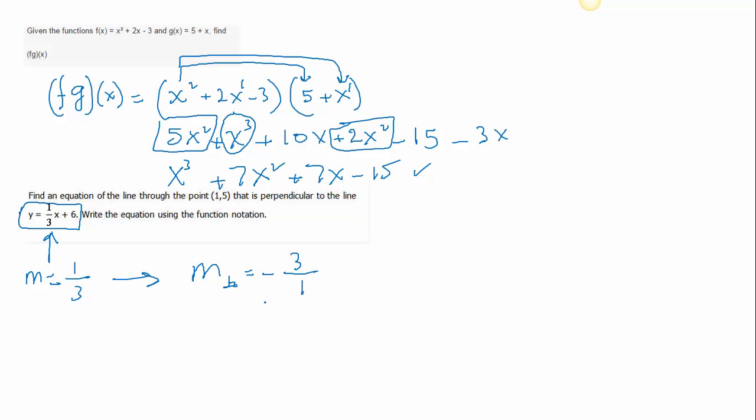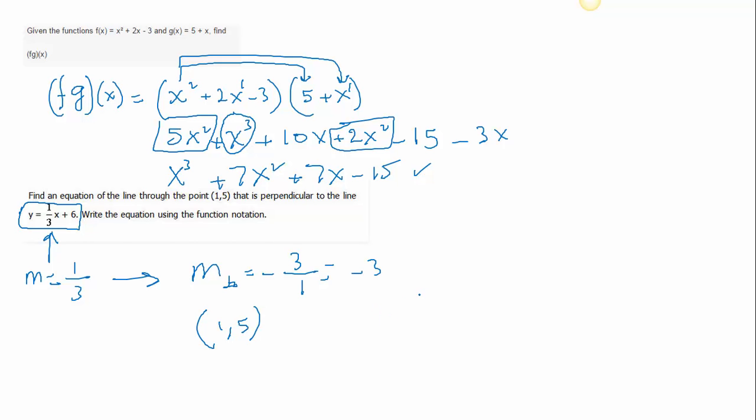That would be the slope of the perpendicular line, m equals negative 3. And we have a point. So this line is also crossing the point (1, 5). And let's write the equation in function notation. Okay, let's go ahead and write this equation.